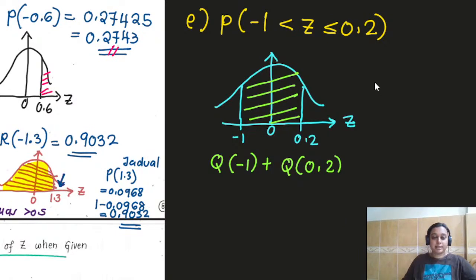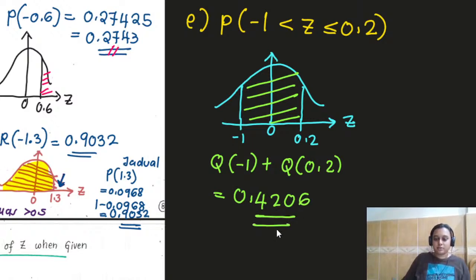Therefore, use your calculator. Q(-1) plus Q(0.2). Okay, I'm getting 0.4206. Sudah.